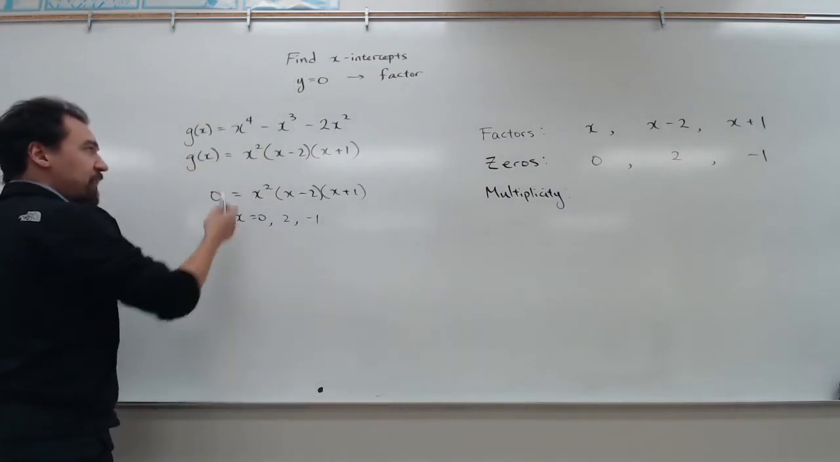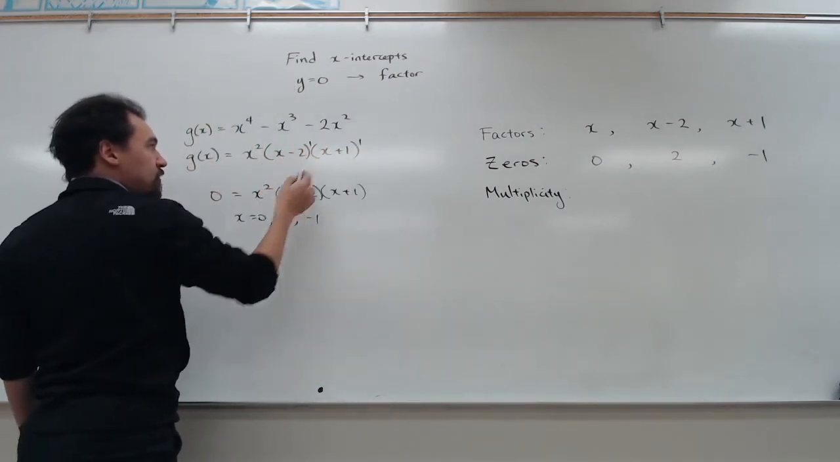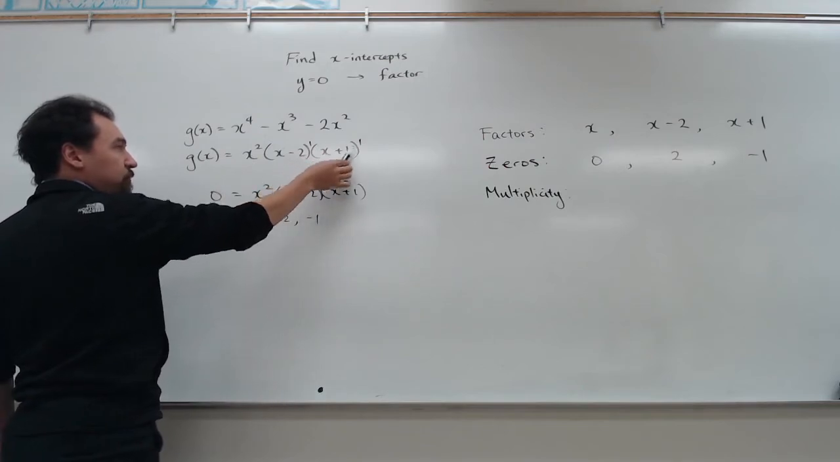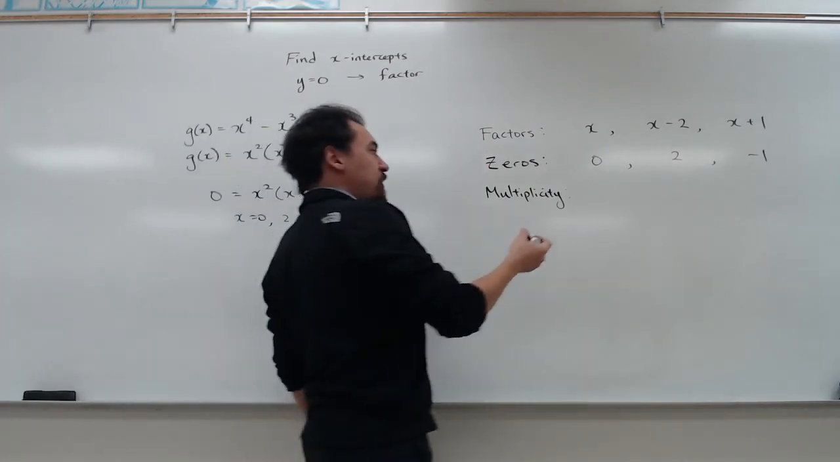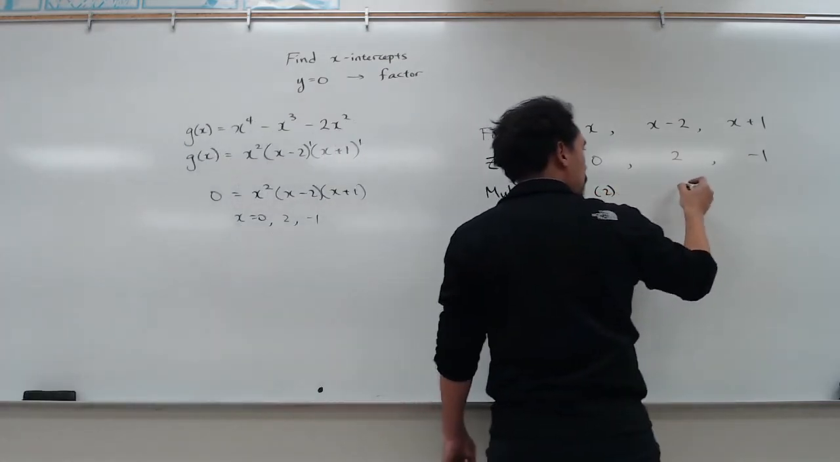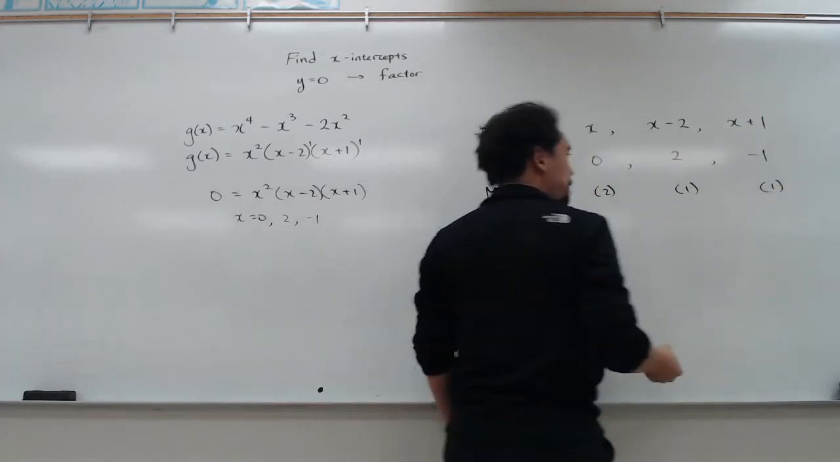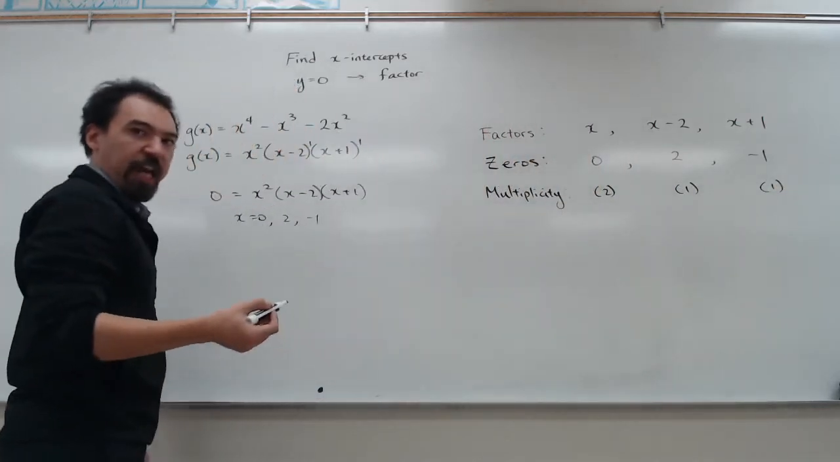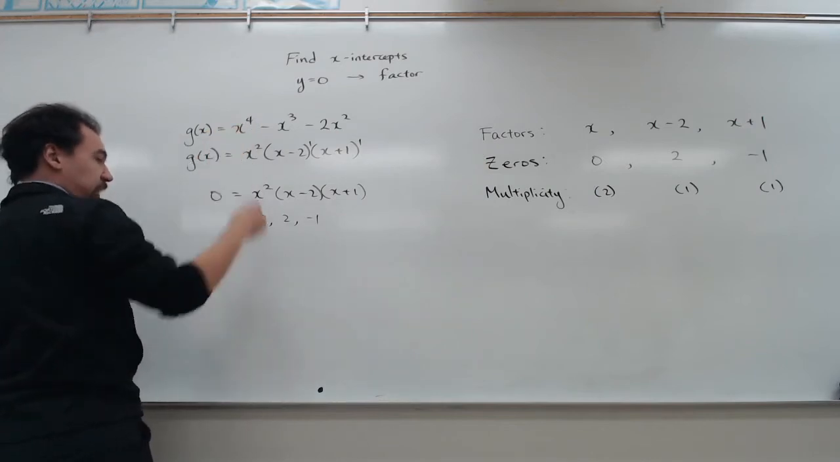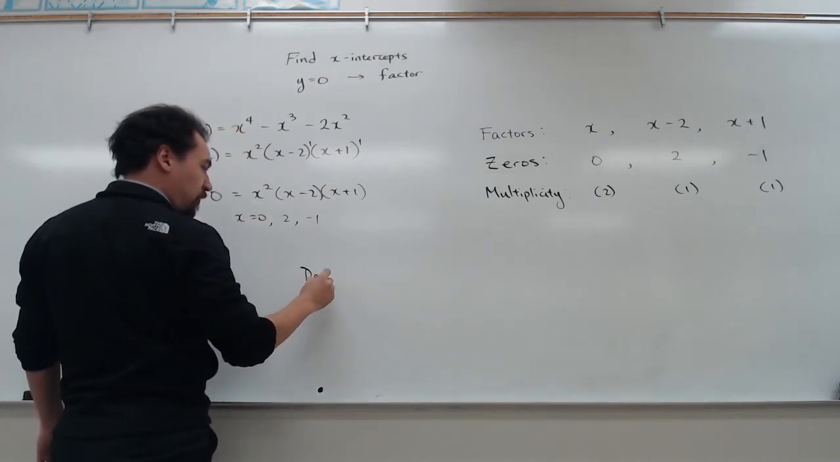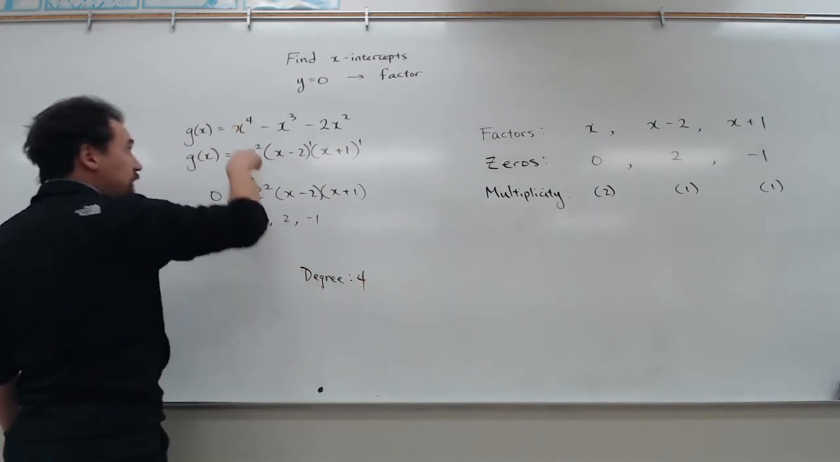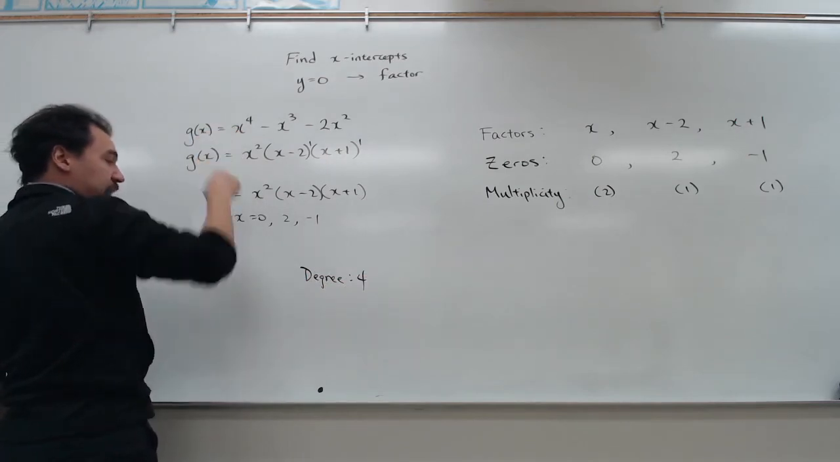Then for the multiplicity, we inspect the powers. So the powers on the factors are 2, 1, and 1, so the corresponding zeros have multiplicities of 2, 1, and 1. And then we can talk end behavior, because we can look at the degree and say, okay, the degree is 4, it is even. The leading coefficient is 1.